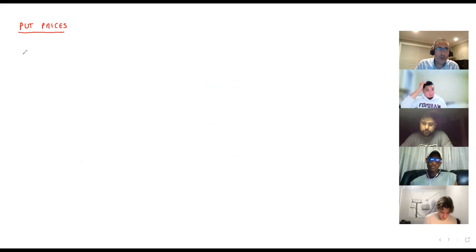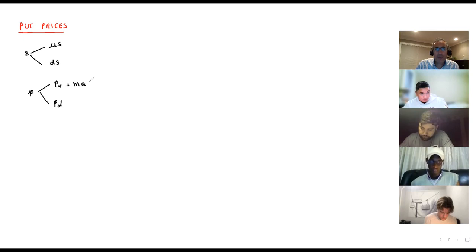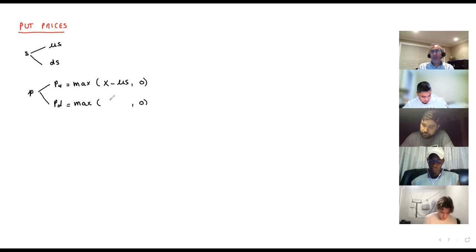So again, we have S, we have US, we have DS, correct? As usual, the market doesn't change. My put, however, will change. So now my PU and my PD are going to be the maximum of X minus ST and zero. ST in this case, if I'm up, is going to be US, and if I'm down, it's going to be DS. Agree with me, guys?